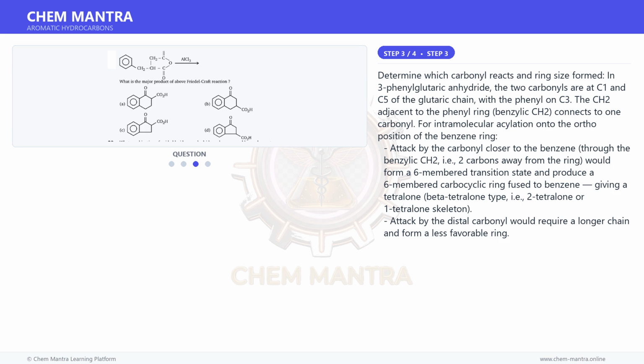For intramolecular acylation onto the ortho position of the benzene ring, attack by the carbonyl closer to the benzene, through the benzylic CH2, i.e., 2 carbons away from the ring, would form a 6-membered transition state and produce a 6-membered carbocyclic ring fused to benzene, giving a tetralone, i.e., 2-tetralone or 1-tetralone skeleton. Attack by the distal carbonyl would require a longer chain and form a less favorable ring.